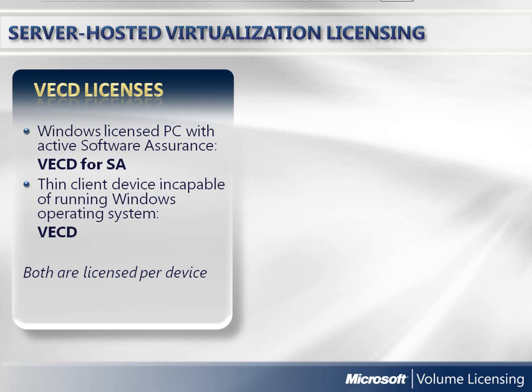solution. The Windows Vista Enterprise Centralized Desktop license is a unique licensing option of Windows Vista. VECD can be licensed for both thin clients and PCs. VECD for SA is a solution for Windows licensed PCs with active Software Assurance, and VECD is the solution for a thin client device incapable of running a Windows operating system. Before you run any instance of the software under a license, you must assign that license to a device. That device is referred to as the licensed device.